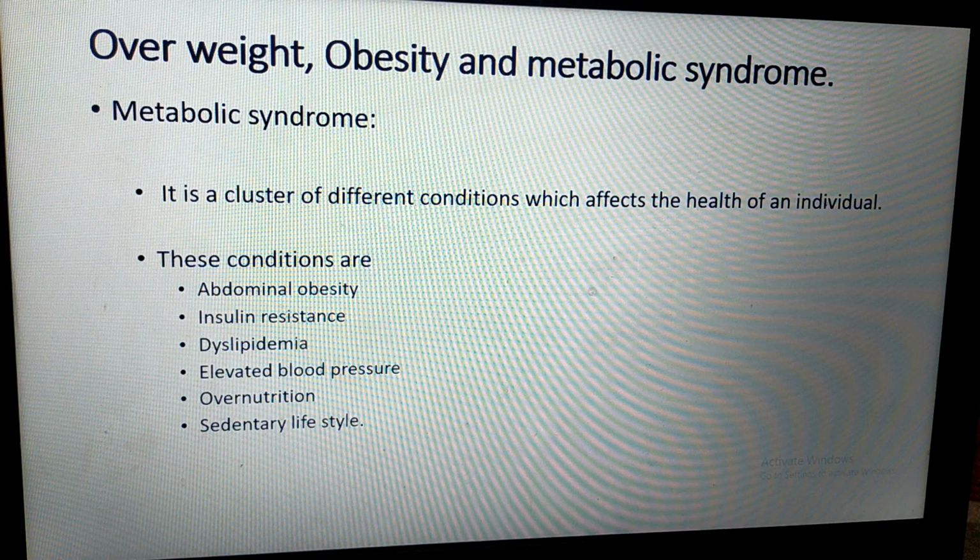Now, which are these conditions? These conditions are abdominal obesity, insulin resistance, dyslipidemia, elevated blood pressure, overnutrition and sedentary lifestyle. It is not necessary that all conditions should be present in metabolic syndrome. If a few conditions are present, then we call it metabolic syndrome.